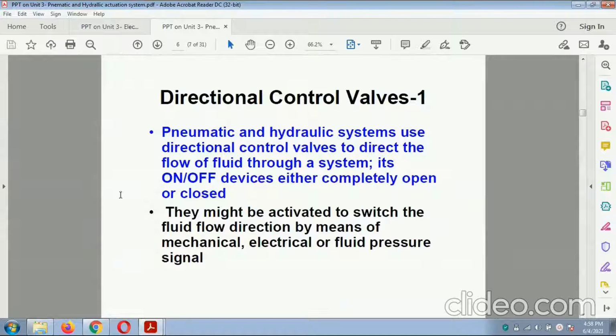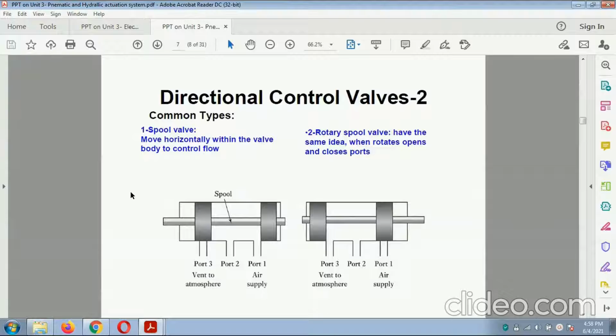The directional control valve 1. The pneumatic and hydraulic systems use directional control valves to direct the flow of fluid through the system. It is an on-off device, either completely open or closed. They might be activated to switch the fluid flow direction by means of mechanical, electrical and fluid power signals.